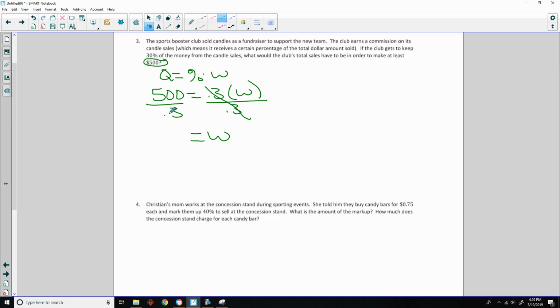These cancel. 3 goes into 5 once with a remainder of 2. 3 goes into 20 6 times with a remainder of 2. There is 1 decimal place. So they would have to make $1,666.67, approximately. I have to round that because pennies can't just go on and on. Okay, so they'd have to make about $1,667.67.